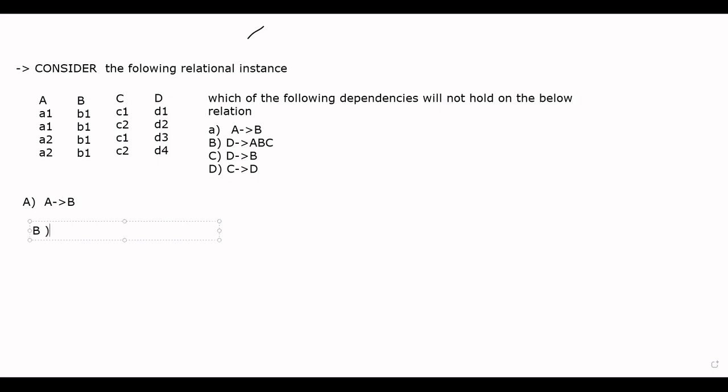Now let us check for B. Second, they are telling D tends to ABC. Okay, now here I'll write it here. For D you have D1, D2, D3 and D4. Okay. That is what they are telling. Tends to. Now ABC. So write down ABC in one formula.